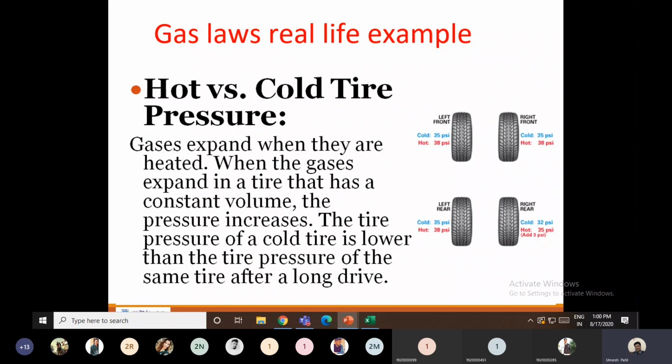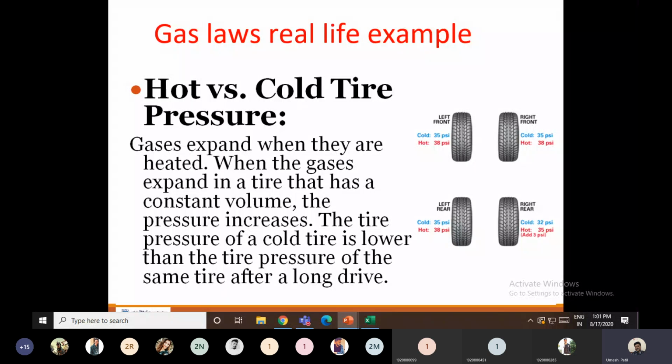As soon as pressure is increased, the temperature will also increase. So you will feel that the temperature of the tire is higher than the surrounding temperature. It indicates that during driving, due to friction, heat energy is generated, and this heat energy is converted into internal energy. There will be an increase in internal energy of the molecules of the air, and it leads to an increase in pressure of the air inside the tire.